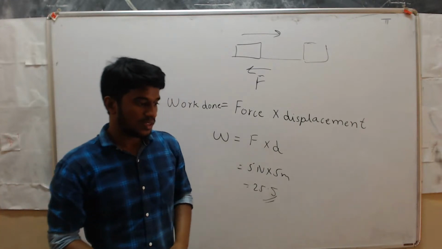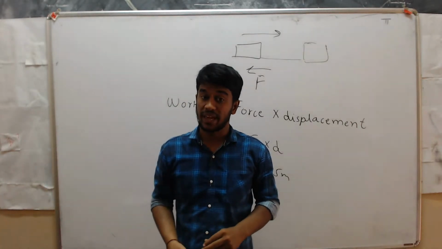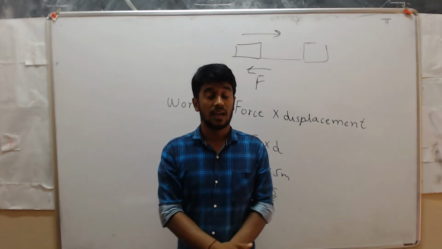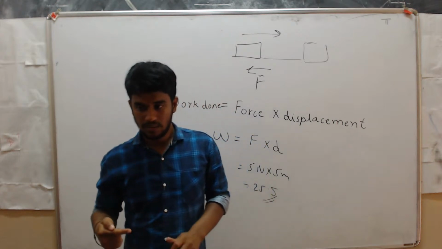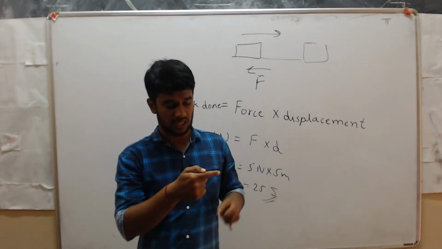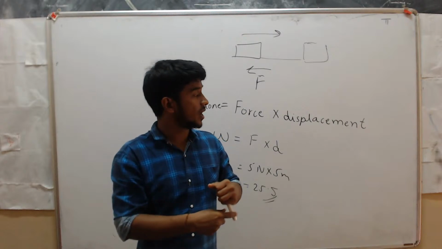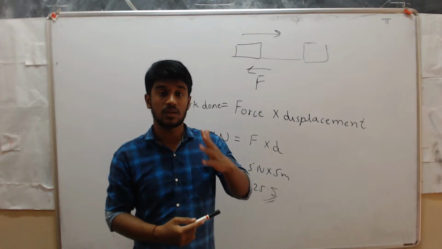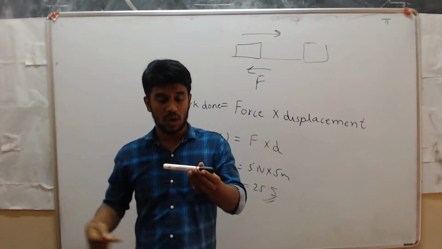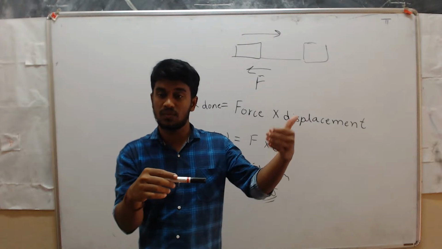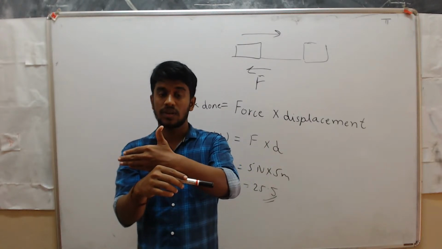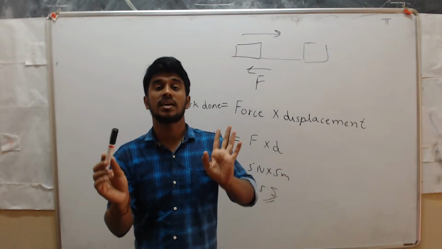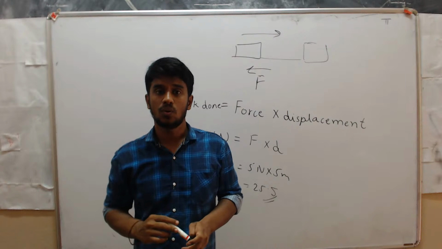When you apply a force against the direction of the object, you will get negative work done. For example, if an object is moving in this direction and you apply force in this direction also, then you will get positive work done. Suppose the object is moving in this direction, and you apply a force in the opposite direction, then the object will cover some displacement in this direction. At that time we get negative work done.